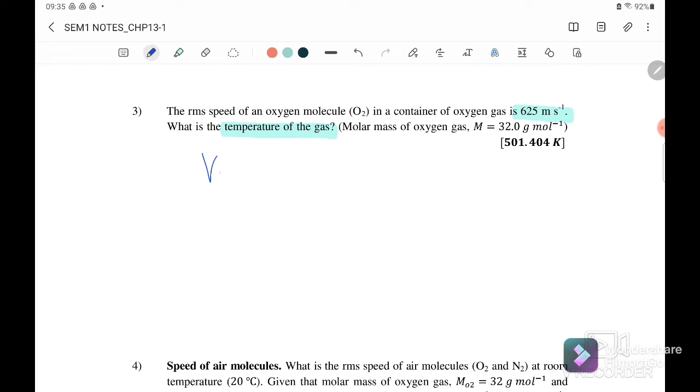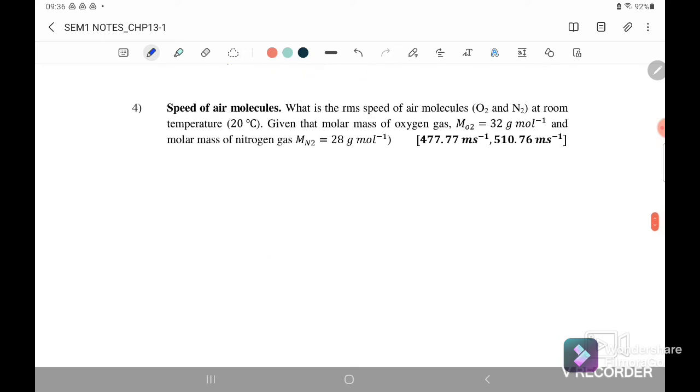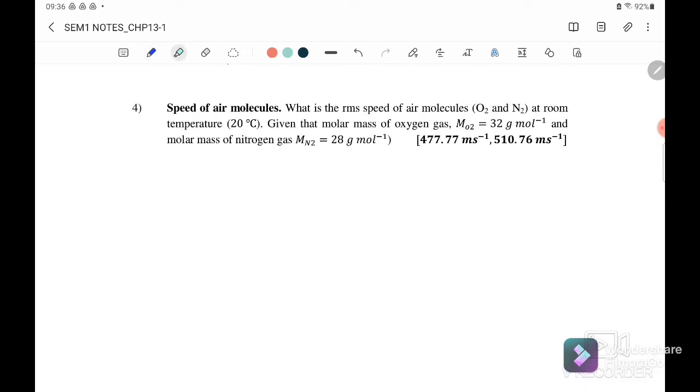We can use vRMS equals the square root of 3RT over molar mass to find the temperature. Since we have vRMS 625, we can substitute into the equation: equals the square root of 3, R is 8.31, temperature is the value we want to find, and the molar mass is 32. Remember, you must change into kg, so you must times 10 to the power of negative 3. And the temperature that we will get is equal to 501.404 Kelvin.